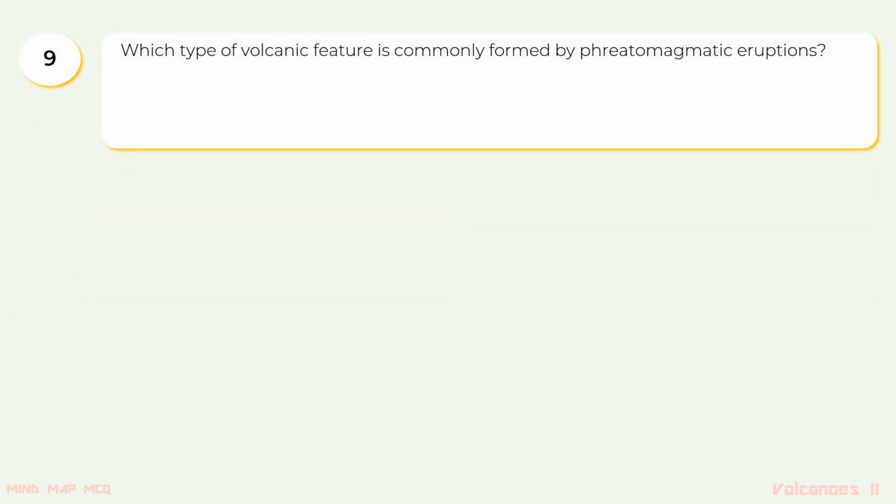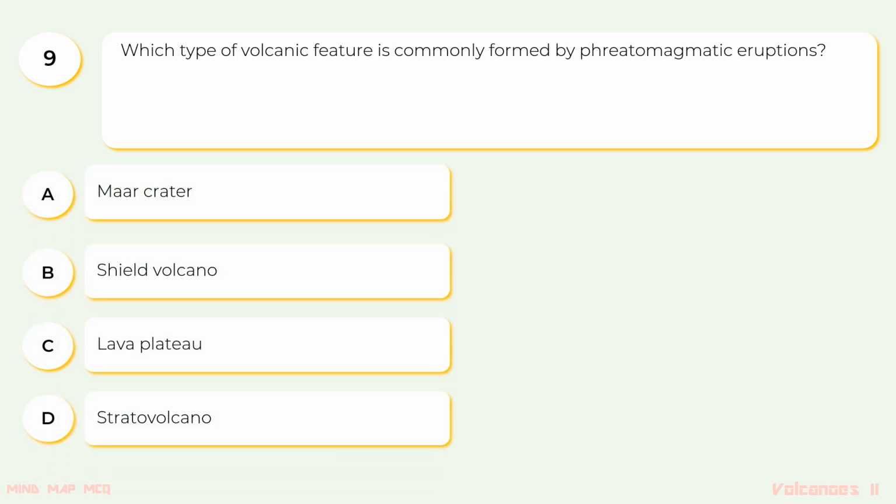9. Which type of volcanic feature is commonly formed by phreatomagmatic eruptions? The options are A. Maar crater, B. Shield volcano, C. Lava plateau, D. Stratovolcano. The correct option is A. Maar crater.